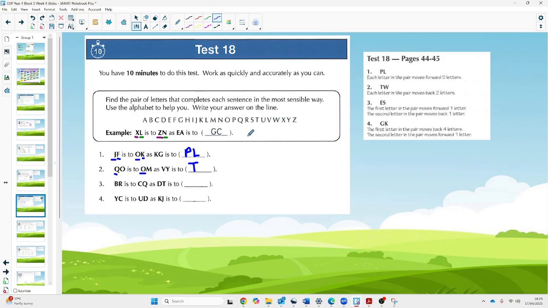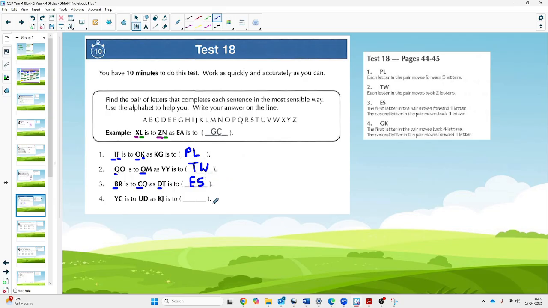Y backwards 2 gives me W, so TW. Then we're going to move on to number 3. B to C is forward 1. D forward 1. Don't even need to look at the alphabet for that one, of course, is E. And then R to Q is back 1. T back 1 gives me an S.